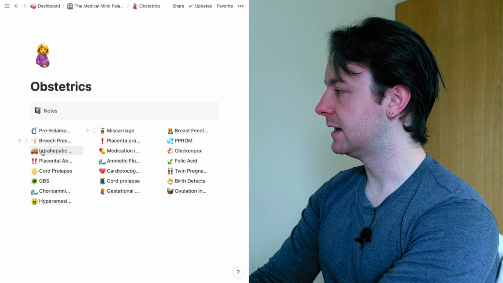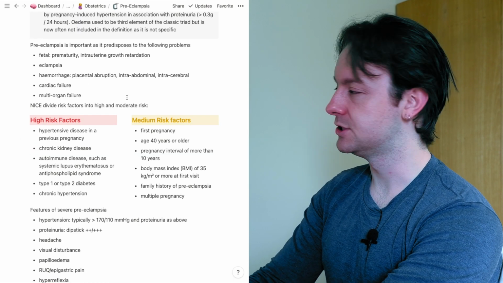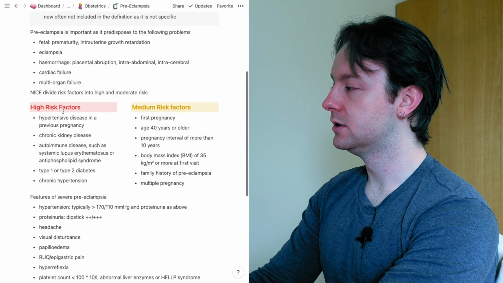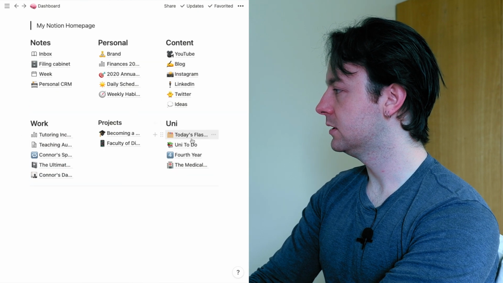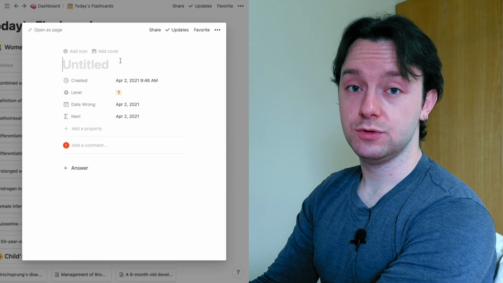Let's have a quick look at preeclampsia, one of the most common conditions to come up in an exam because it's such an emergency. And we can have a look at these, say, high risk factors, for example. So I can make a flashcard. Let's copy this. We come into my dashboard, we can go into today's flashcards, and this is where all of my flashcards are. So here we have a new flashcard.